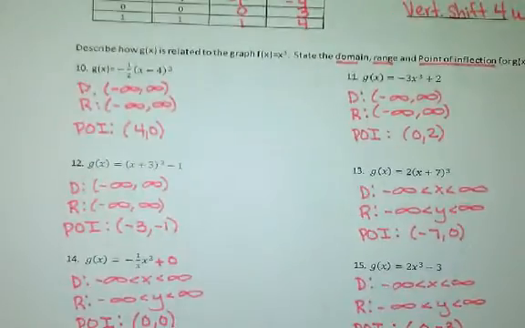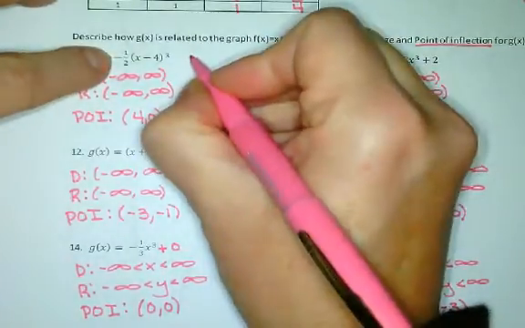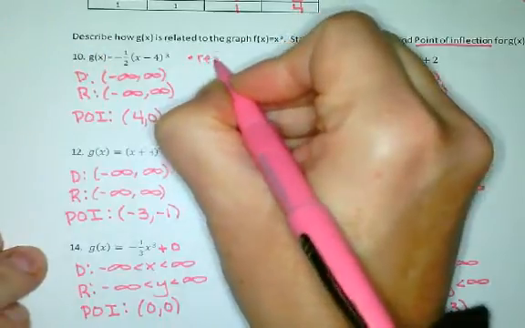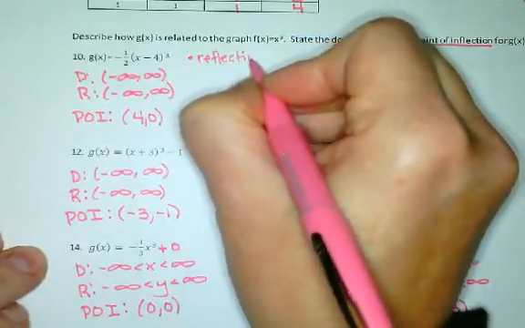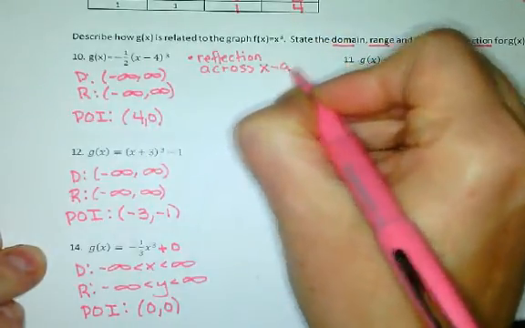All right, now let's talk about the transformations, just looking at the equation. So here I know it's a negative, so that means it's a reflection across the x-axis.